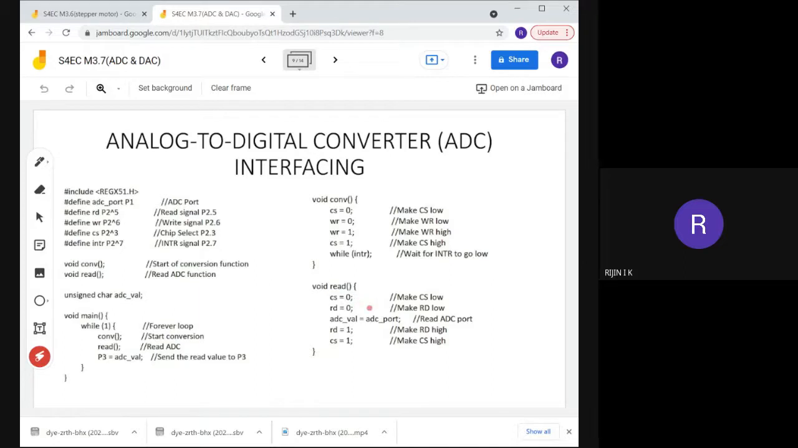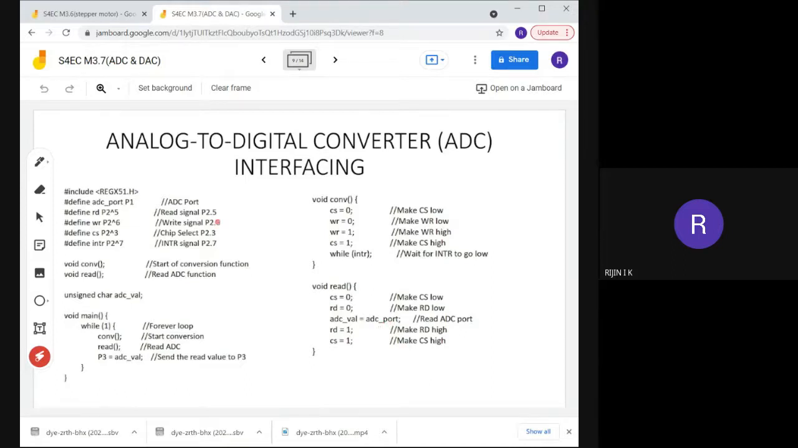Then for reading the value, what we have to do? We have to set the RD pin is equal to 0. That is RD is equal to 0. Then we can read the value from port 1.